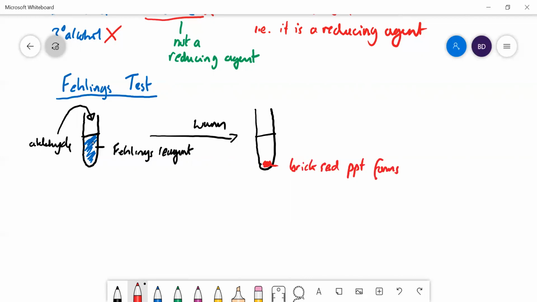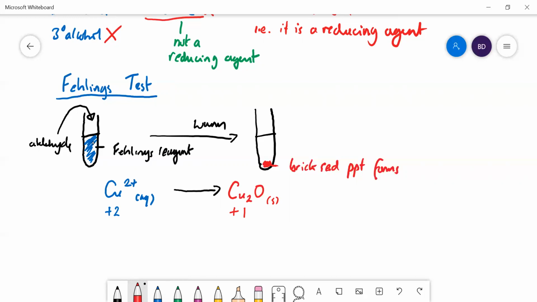So let's just look at the chemistry of it. What you've got there is copper 2+ ions in aqueous solution, and they become reduced by the aldehyde to copper 1 oxide, Cu2O, which is a brick red precipitate. You see the oxidation number of the copper here is obviously +2. The oxidation number of the copper here is only +1. Copper's a transition metal. Quite often they have multiple oxidation states. Okay, so that's Fehling's test, using Fehling's reagent.